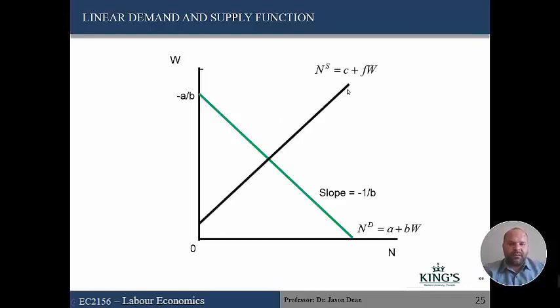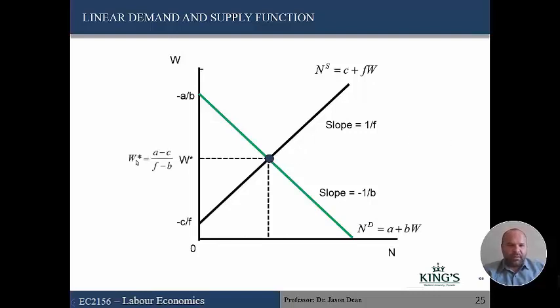Our supply curve, upward sloping, this is its formula: c plus f times the wage. Its slope is going to be 1 over f, and the intercept is going to be negative c over f. Again, this is obtained by setting n equal to 0 and seeing what w is going to be. If this is equal to 0, clearly then w would be equal to negative c over f.